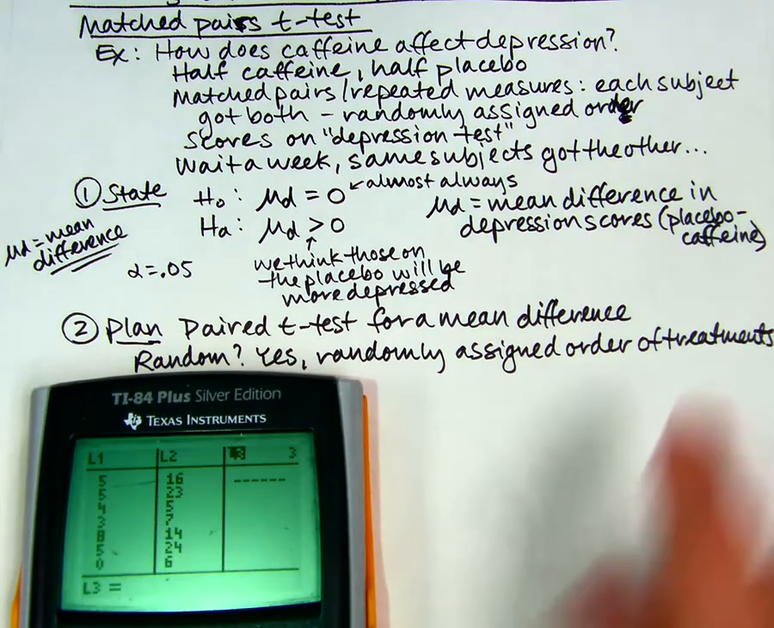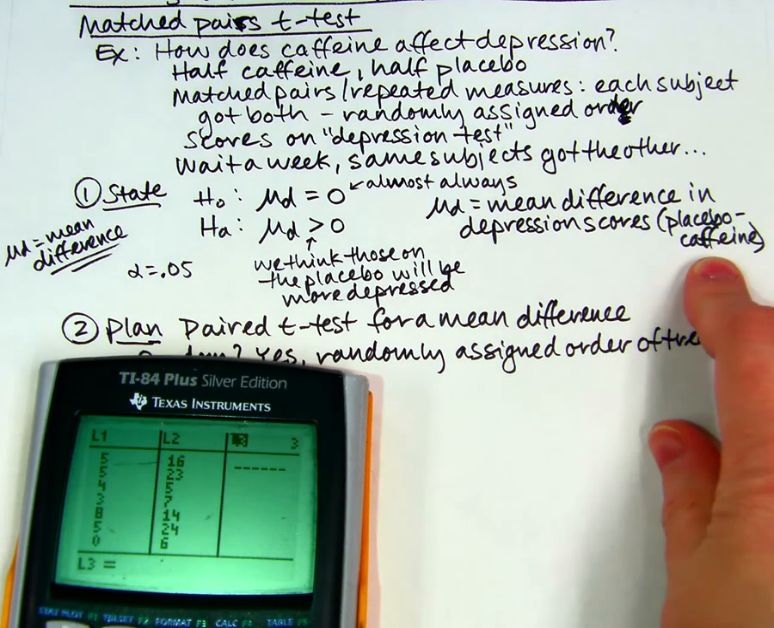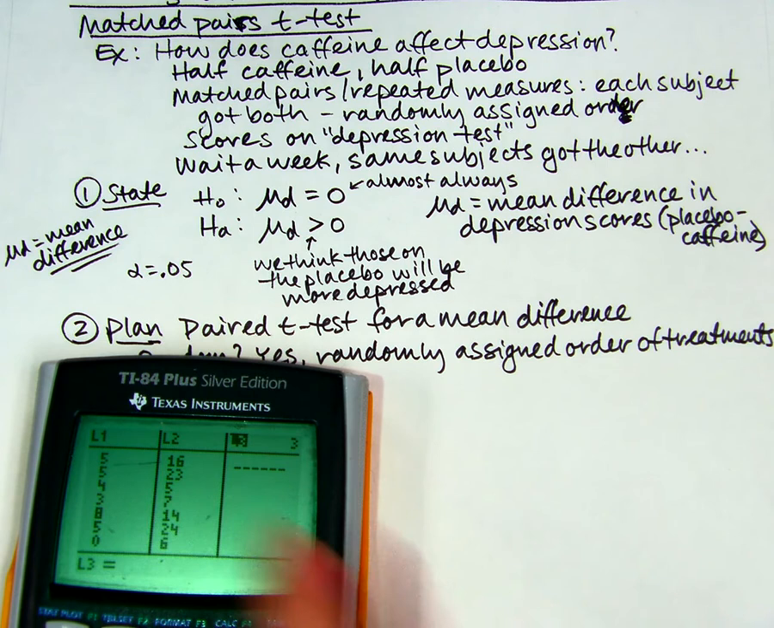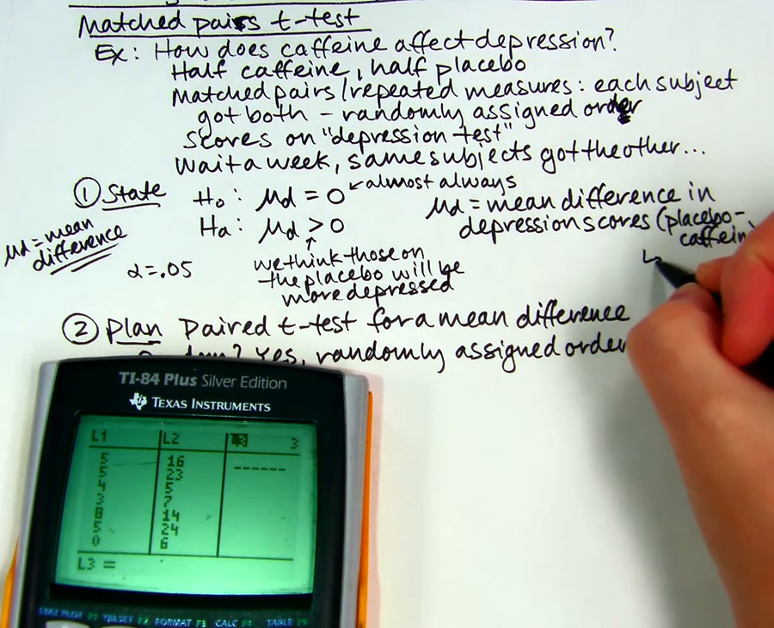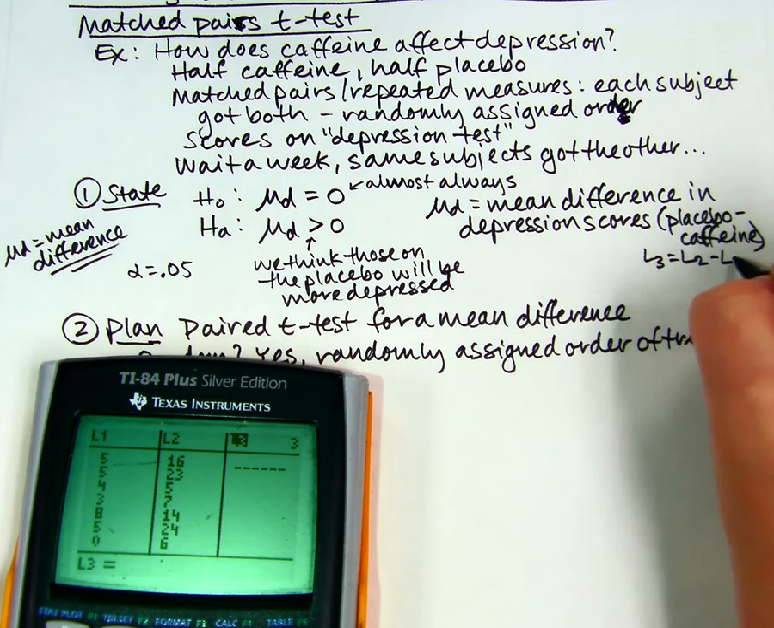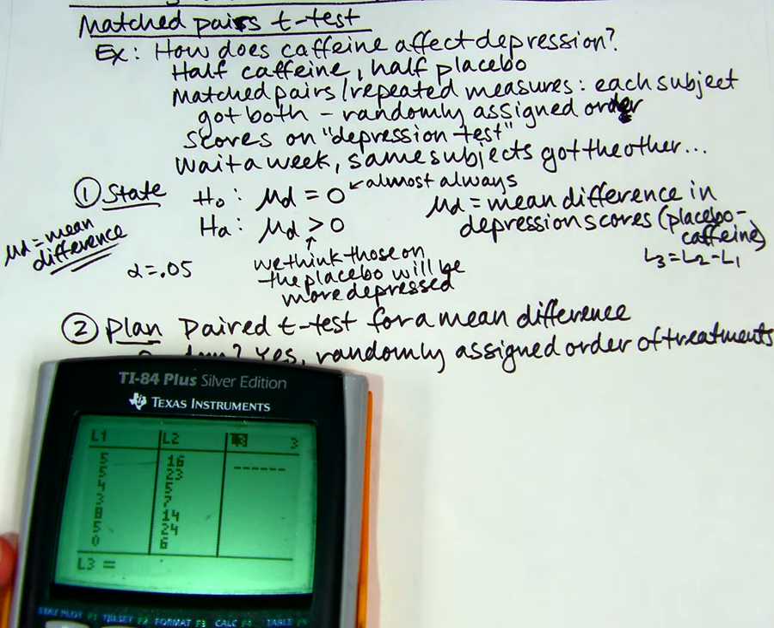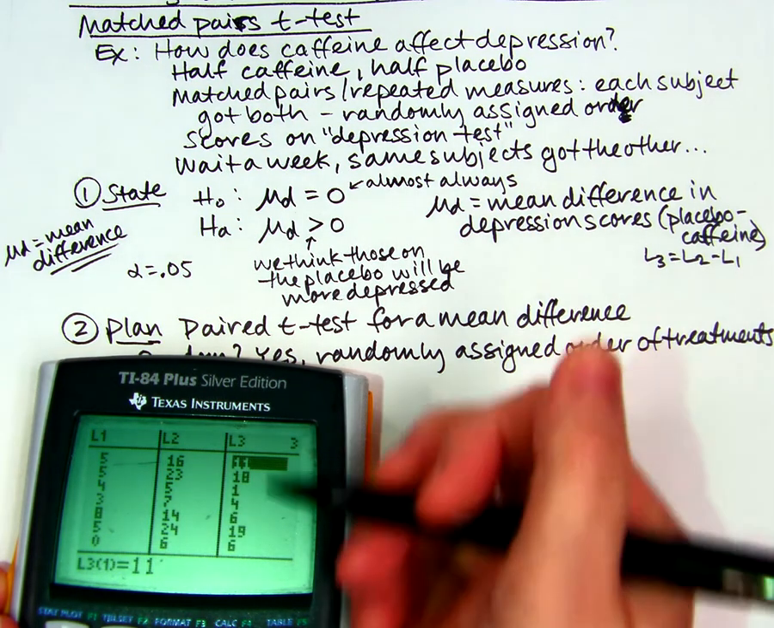So the differences, I said I was doing placebo minus caffeine, which means I need to do list 2 minus list 1. So basically I'm doing list 3 is list 2 minus list 1. And you could do that at the very top of your list. List 2 minus list 1. I just did second 2 and second 1 to get that. And that's my list of differences.